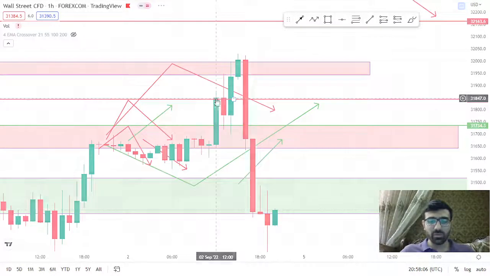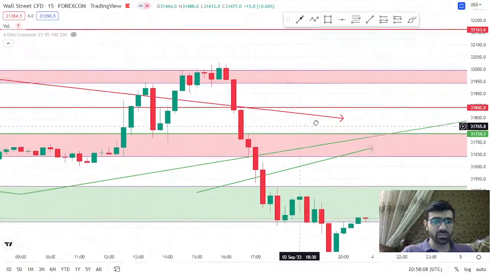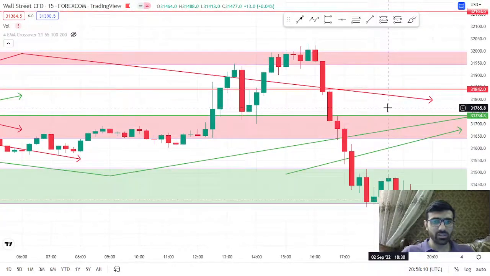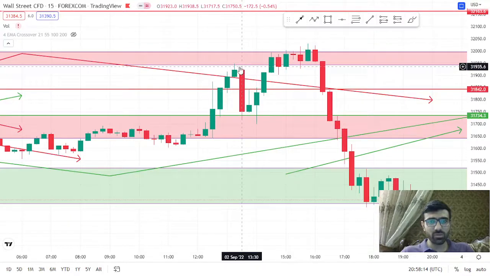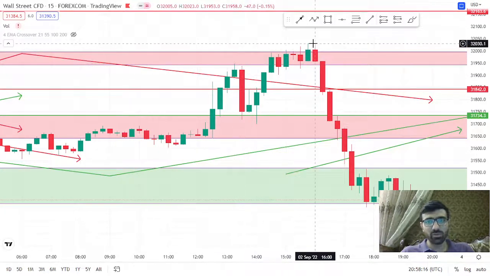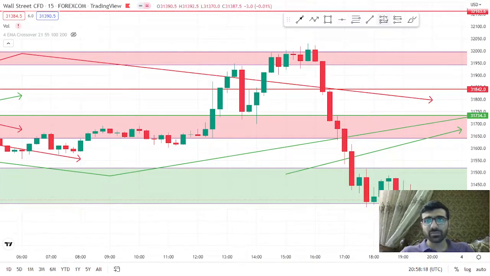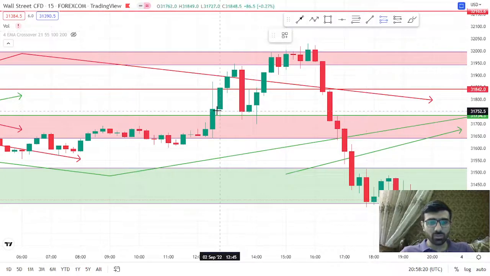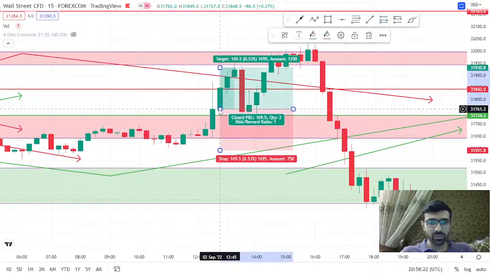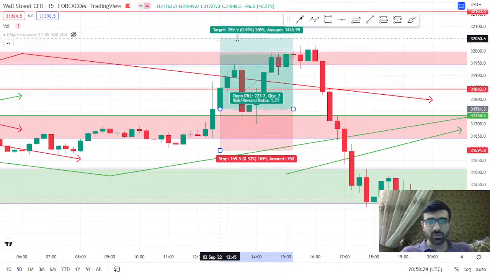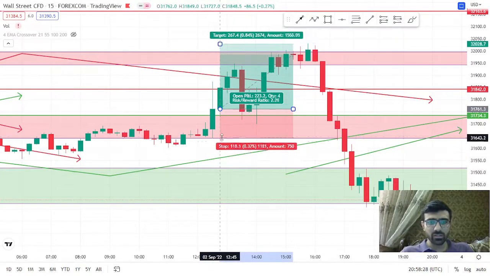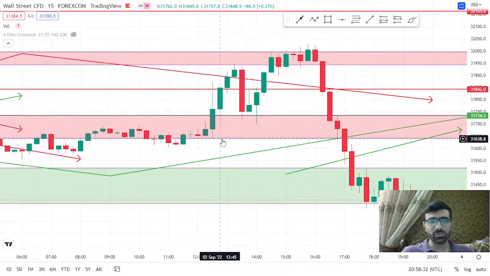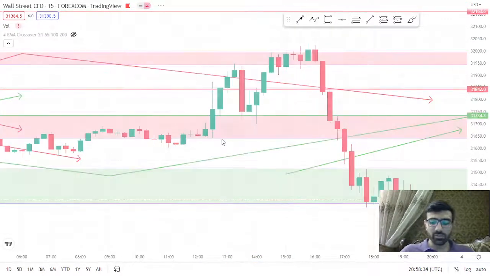Let me open the 15 minute chart so you guys can identify it in a better way. If you guys would have gone long from here, then you would have definitely made a good profit till here. Okay, let me take a long position from here. Our take profit would be approximately till here and our stop loss would be approximately till here. So this is a good 2.1% profit. So let me go back to the 1 hour chart.